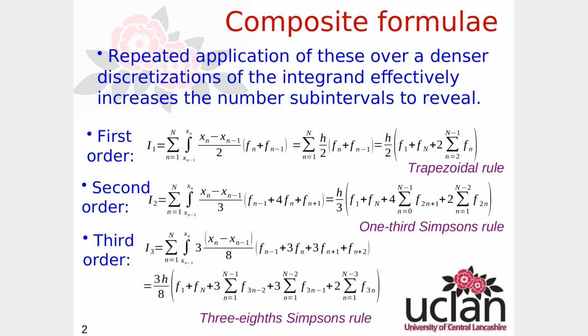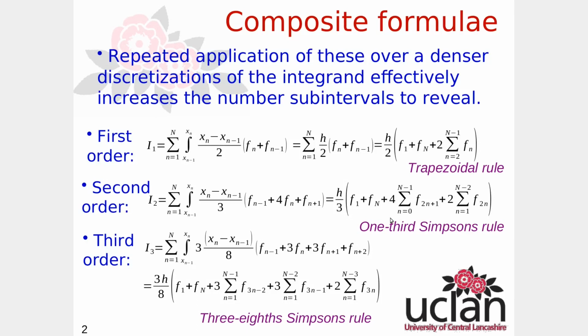So just a note on the composite formula. Repeated application of these discretizations will effectively increase the number of subintervals, and this reveals what you're probably aware of: the trapezoidal rule, 1/3 Simpson's rule, and the 3/8 rule. For the trapezoidal rule, if you just keep applying it across each subinterval, you'll find that this formula will drop out. It's the first plus the last, plus twice the sum of the remaining, and the result of that is multiplied by h over 2.